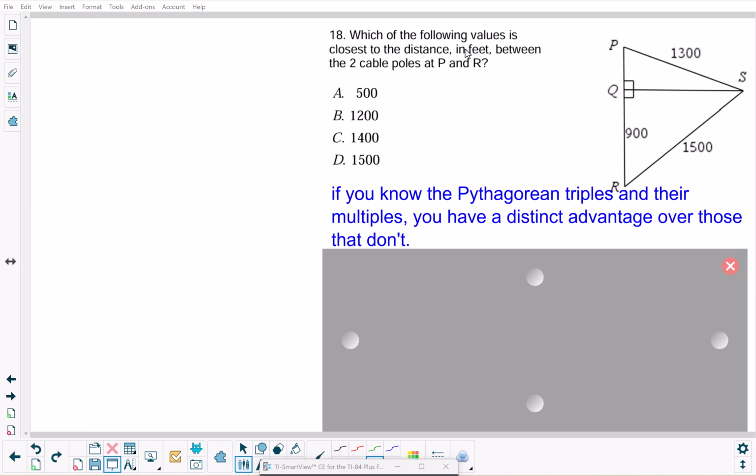Which of the following values is closest to the distance in feet between the two cable poles at P and R? Well, it turns out if you know the Pythagorean triples and their multiples, you have a distinct advantage over those that don't. And we're going to show that in this problem solution.